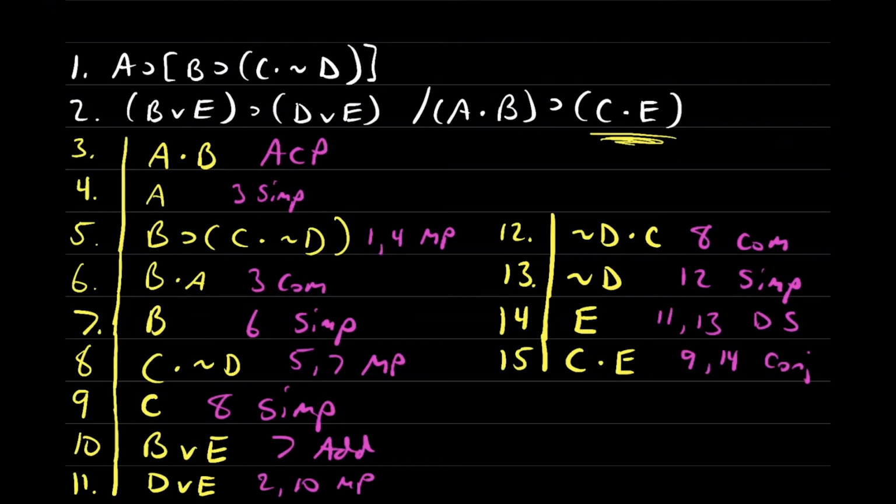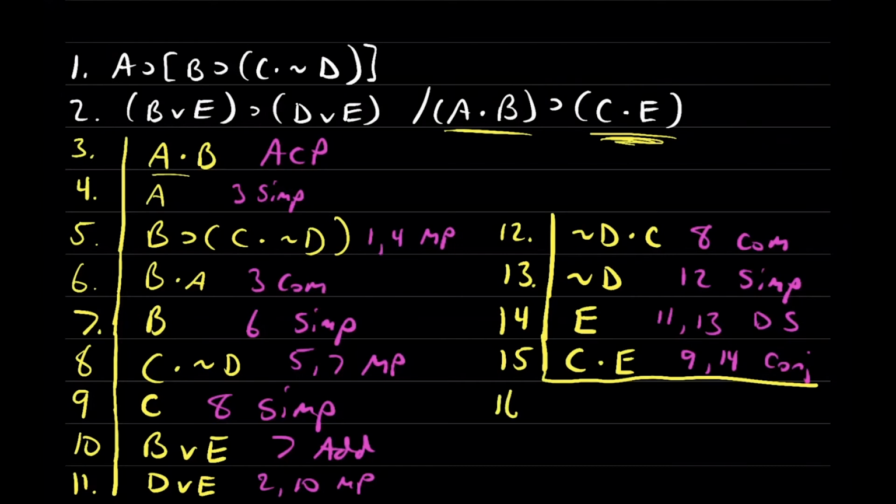Okay, I want you to pay attention to what we've got here now. We started out by assuming this antecedent, A and B, on line 3. We've shown that that leads to C dot E on line 15. So we are done with our conditional proof sequence.